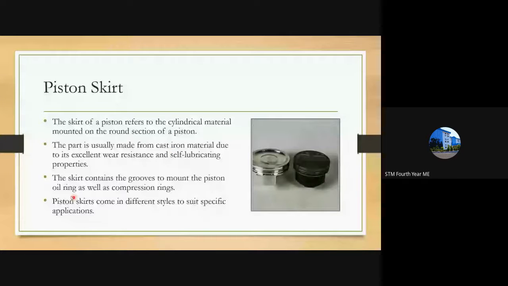Then the skirt contains the grooves to mount the piston oil ring as well as the compression ring. So the skirt is this complete portion below the piston head. So the grooves are provided in the skirt for the mounting of piston and oil rings.